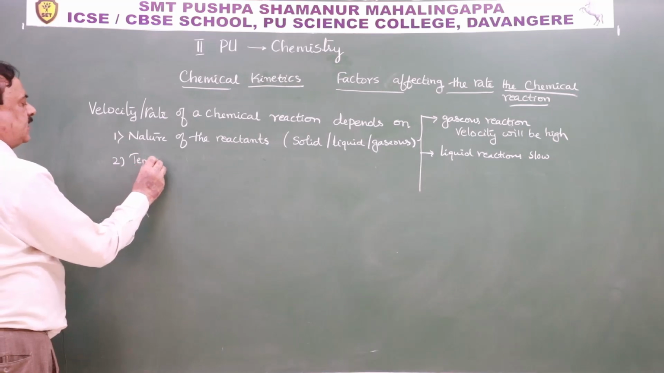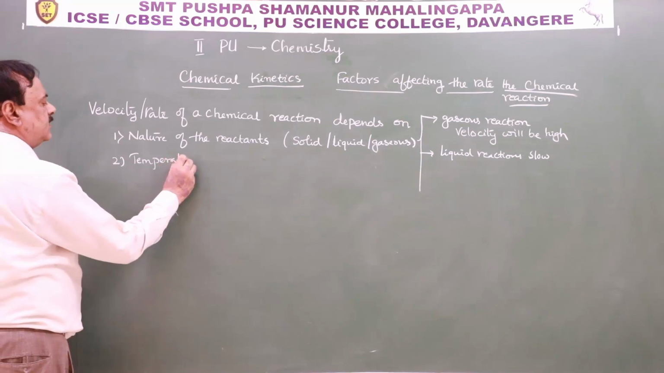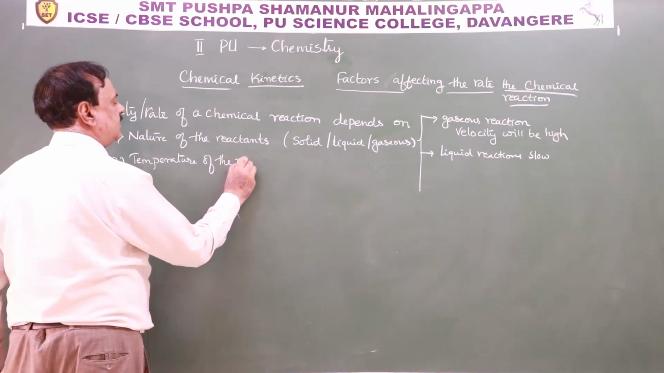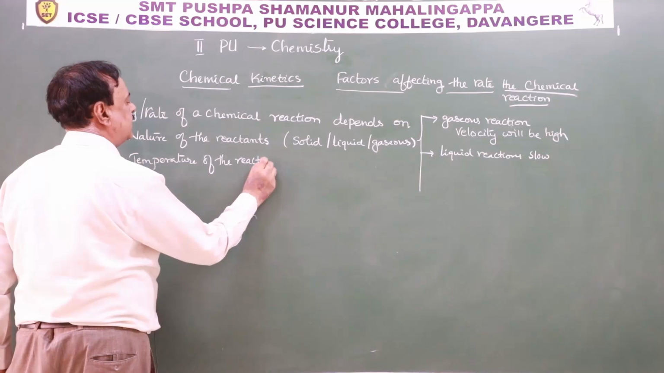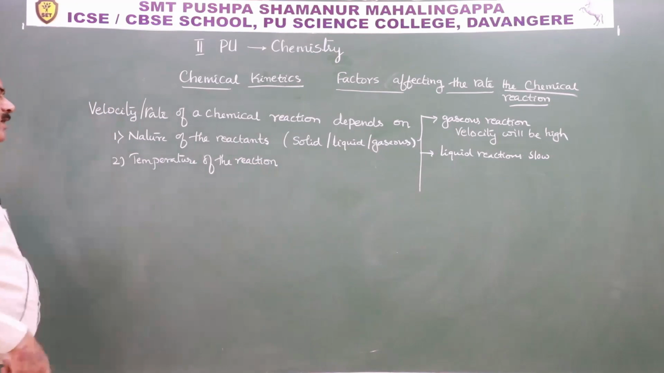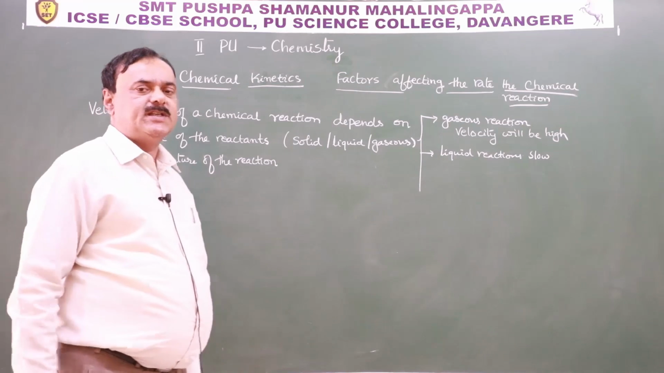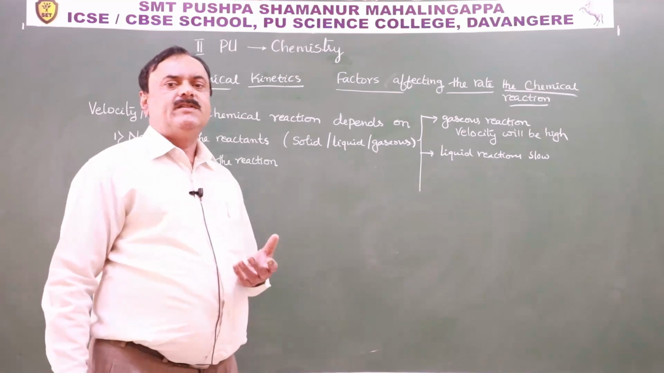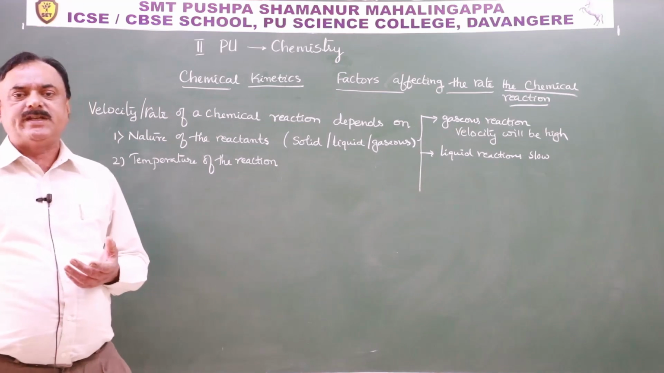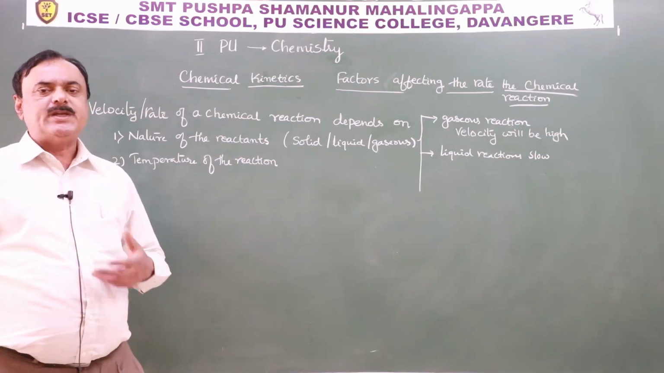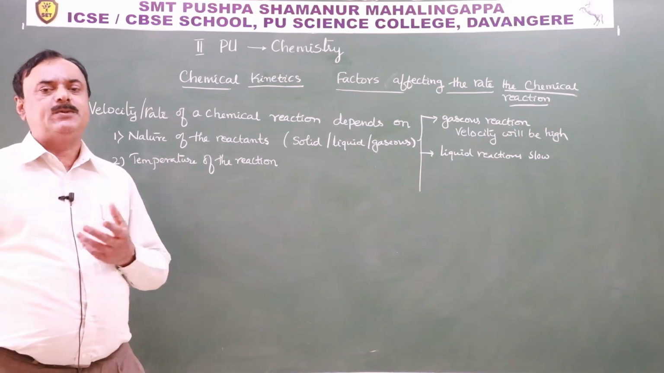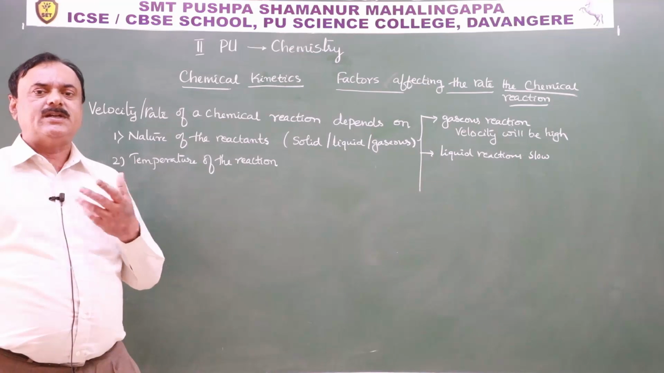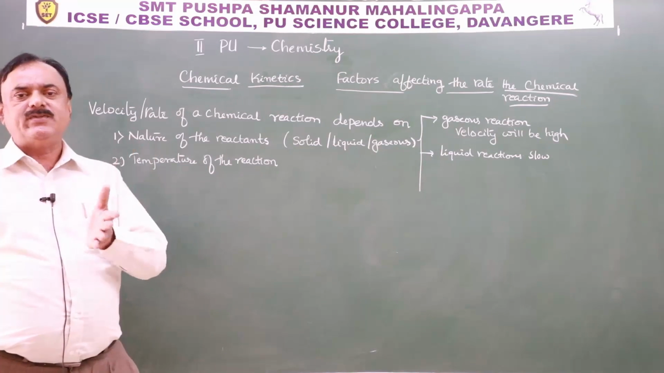Second one: temperature of the reaction. With an increase in temperature, the velocity of the chemical reaction increases. With a decrease in temperature, the velocity of the chemical reaction decreases, because molecules acquire higher kinetic energy with an increase in temperature, and hence the collisions between the reacting molecules will be higher. When the collisions increase, the number of effective collisions per second also increases, and hence more molecules undergo collision and give rise to the final product.